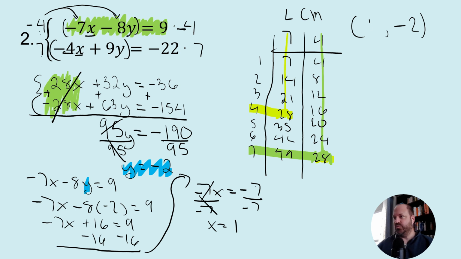So our solution here should be 1, negative 2. All right, I'm going to hold off on the check until the next example. I'm going to solve this one more time, but the next time I'm going to eliminate the y value. So I'm going to show you how to do this one more time, but we're going to find the least common multiple for our y values, 8 and 9, to get rid of those y values. And we should get the same solution, 1, negative 2. All right, let's do this one more time.